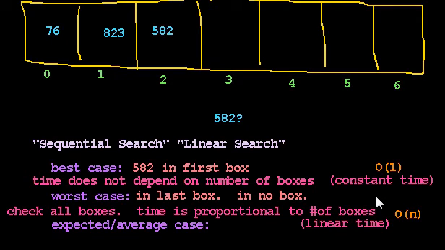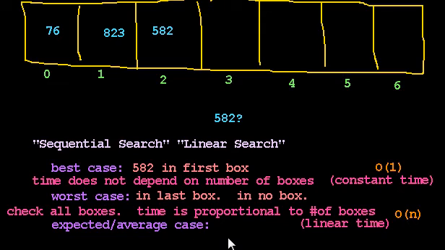Meaning if we have twice as many boxes, and I think this is really the key insight, it's going to take us twice as long in the worst case to get to that last box, or to discover that the value isn't in any box. Okay, now, that's the best case and the worst case scenario.